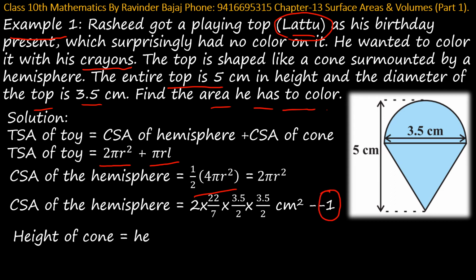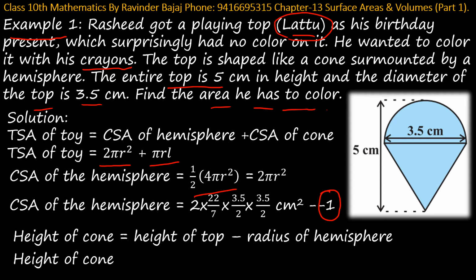Next is the height of the cone. Total height of the toy is 5 centimeter. So height of the cone is 5 centimeter minus the radius, because the radius remains the same here also. This is also 3.5 by 2. So this is subtracted from 5. What will you get? You will get only this one height, h. Okay, so height is 3.25.